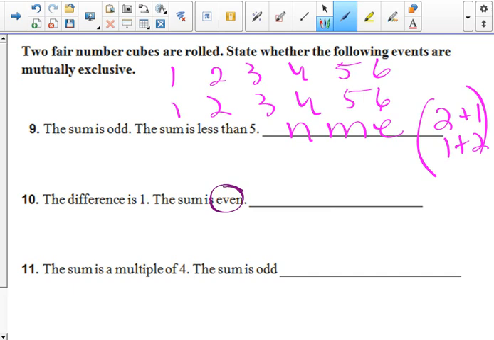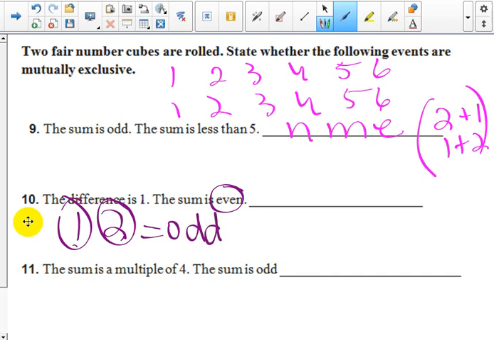But the difference is 1. So that means if I start off with a 2 and take away 1, if I take an even number, that means I'm going to be adding to it an odd number. Always, right? You're going to have an even and an odd. What is an even and an odd equal? Is it going to be always equal to an even number or an odd number? It's always going to be an odd number. So this is not a possibility.